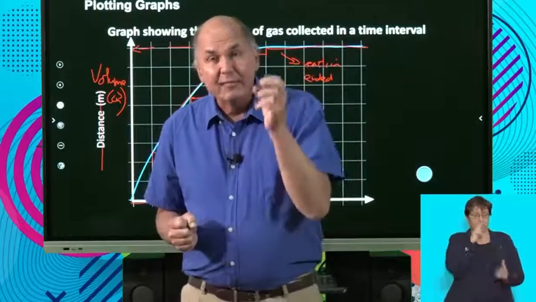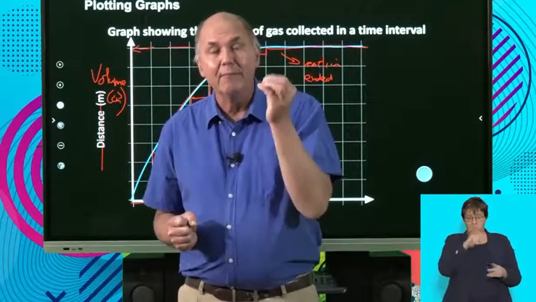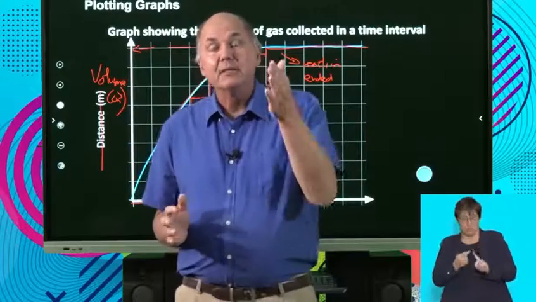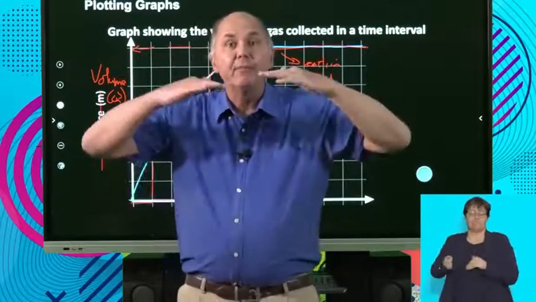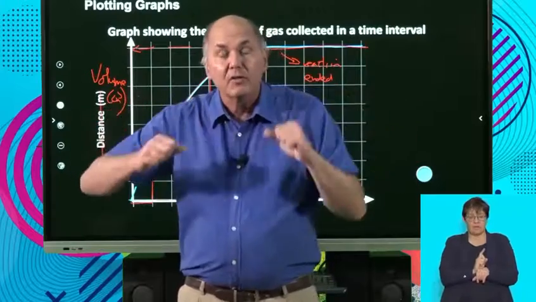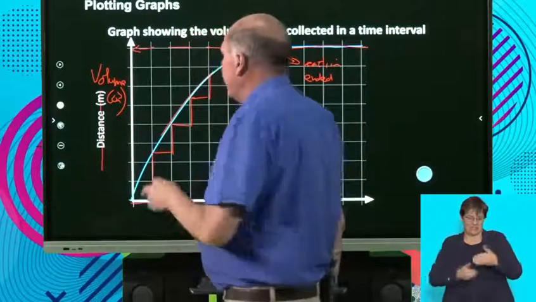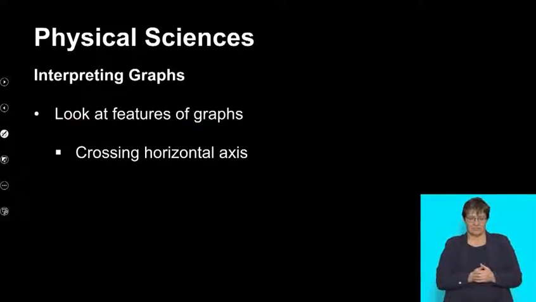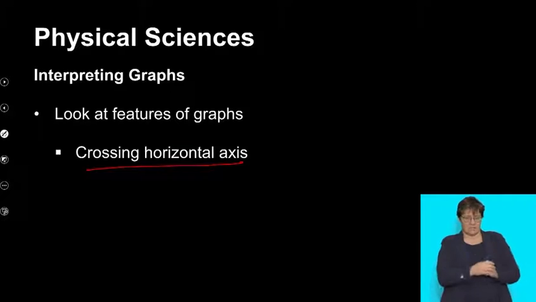So again, it's very important. Remember the shape, remember the minimum point, the maximum point, the steepness, and the change of the steepness over time, and when it becomes horizontal. Horizontal is telling you something. In this case, it tells you that the reaction is over. Now, let's look at another feature that we might need to focus on. We've said something about it already, and that's about crossing the horizontal axis.